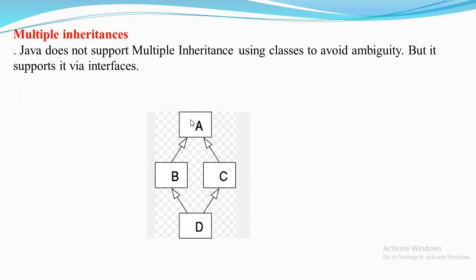The last inheritance is multiple inheritance. Java does not support multiple inheritance using classes, to avoid ambiguity. It is supported via interfaces. Here a diamond problem arises because in multiple inheritance one child class can acquire the properties of multiple parent classes, and this causes ambiguity between the calls. So this is known as multiple inheritance. Java does not support multiple inheritance because it raises the diamond problem. It can be achieved by using the concept of interfaces.